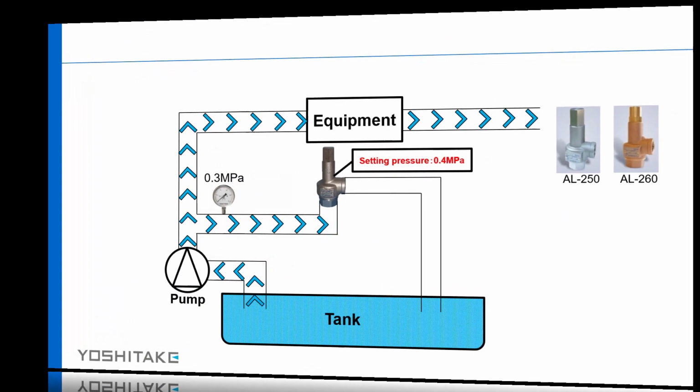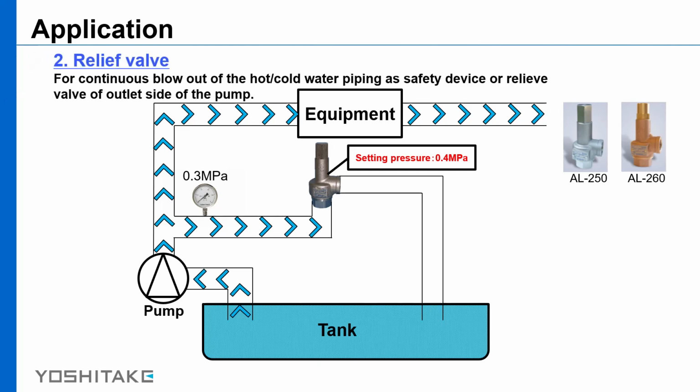This is the application of the relief valve. It is used for continuous flow out of hot and cold water piping as a safety device, or as a relief valve on the outlet side of a pump. The fluid flows from the tank to the equipment using the pump. The normal pressure at this time is 0.3 megapascal and the pressure of the relief valve is 0.4 megapascal.